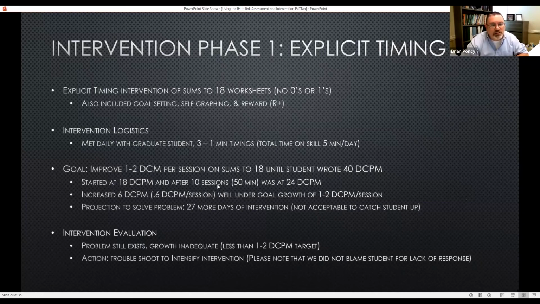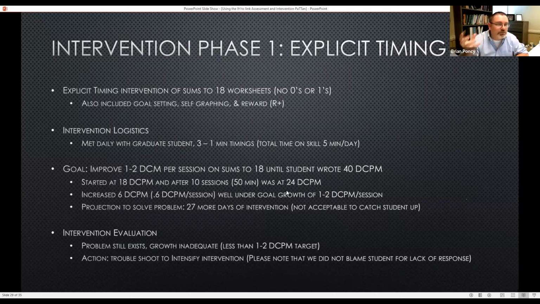So the student started at 18, and after 10 sessions, which had been 50 minutes, she was at 24 digits correct. So the student increased about 0.6 digits correct per minute. And this was well under the goal that we wanted to see. And if we continued this way, it would have taken 27 more days of intervention, which was not acceptable.